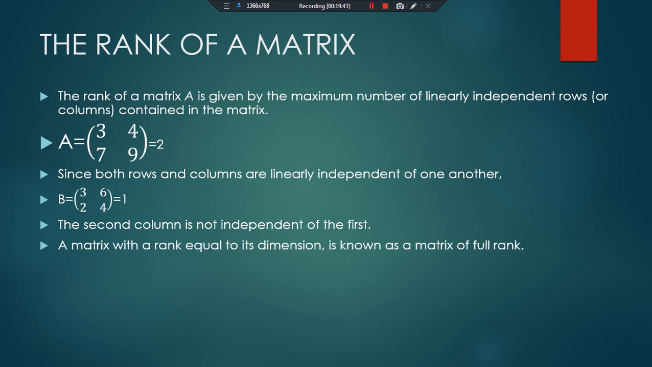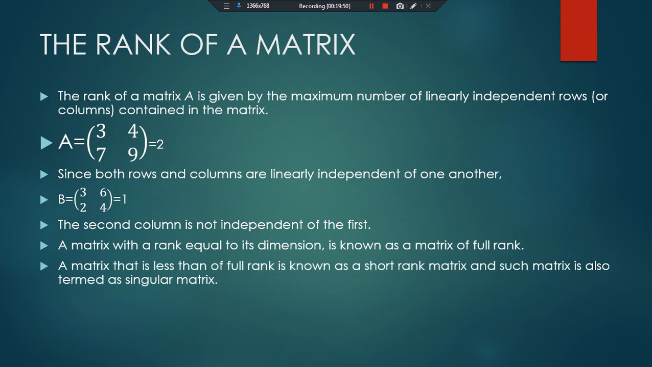A matrix with rank equal to its dimension is known as a full rank matrix, and a matrix with rank less than full rank is known as a short rank matrix. Such a matrix is also termed a singular matrix.